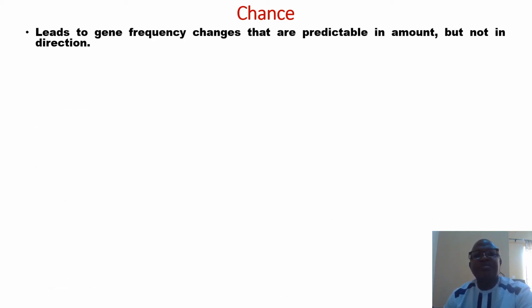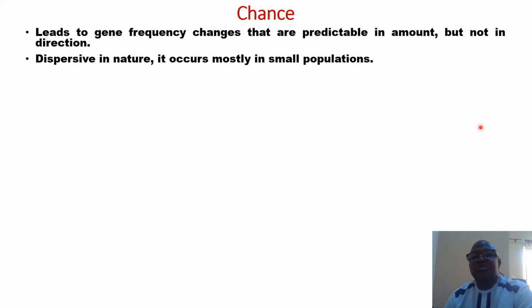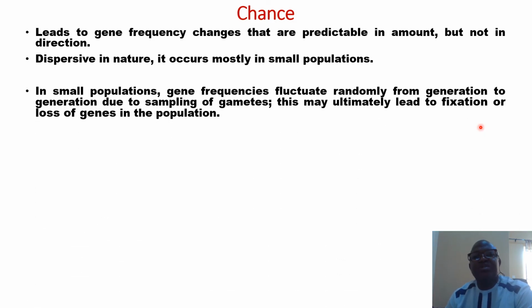Finally, we take a look at chance. Chance, like the other three we have looked at, also leads to gene frequency changes. The only thing here is that while the gene frequency changes can be predicted in their amount, the direction in which the changes may occur is very difficult to predict. So because of this, we say it is dispersive in nature, but good enough it occurs mostly in small populations.